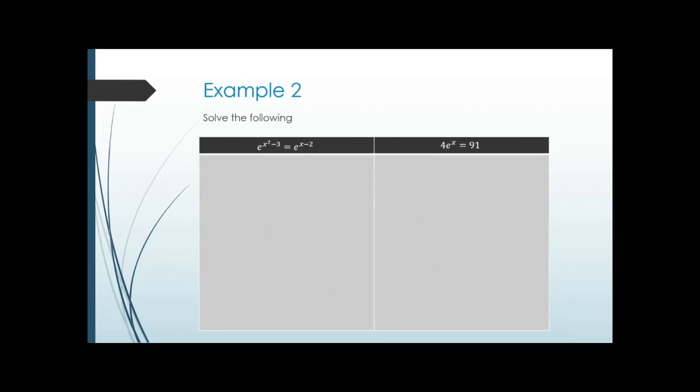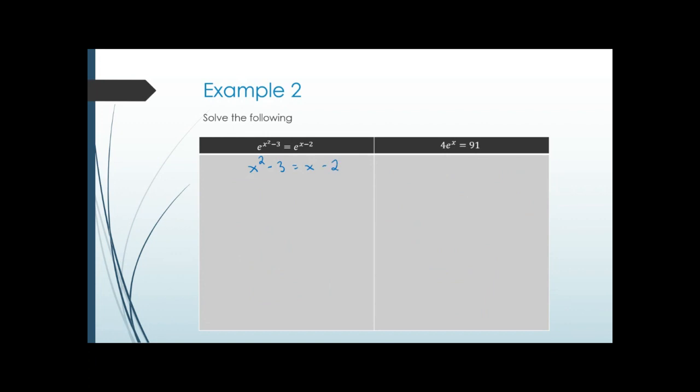So now example 2. So I've got 2 examples here. The first one, they have the same base, so you want to solve this with the one-to-one property. So we have e to the x squared minus 3 equals e to the x minus 2. So the one-to-one property says that those exponents are equal. So we have x squared minus 3 equals x minus 2.